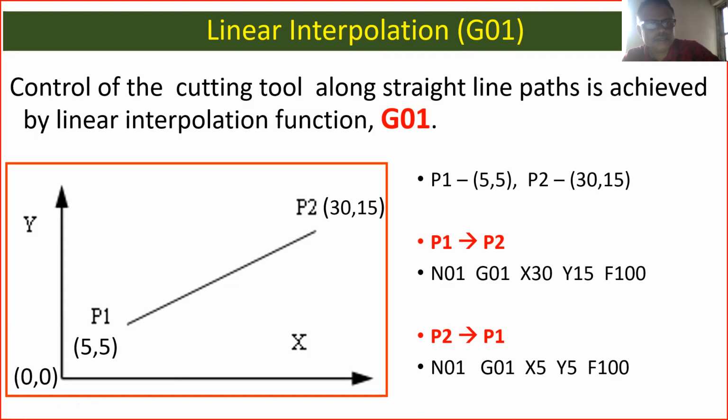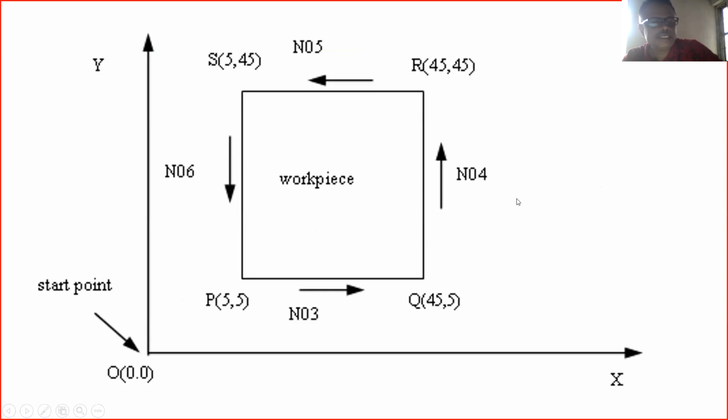This is how G01 is used. So what is the syntax? After G01, we should write the coordinates of the next point followed by the F word. We will see some examples now. This is the start point and this is the workpiece for which G01 is used.